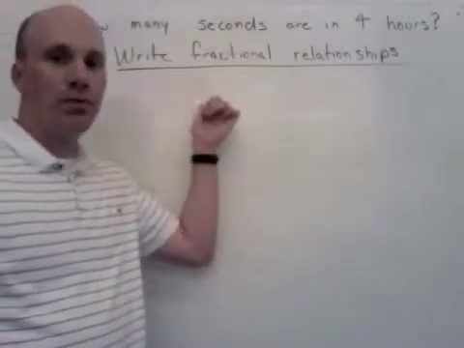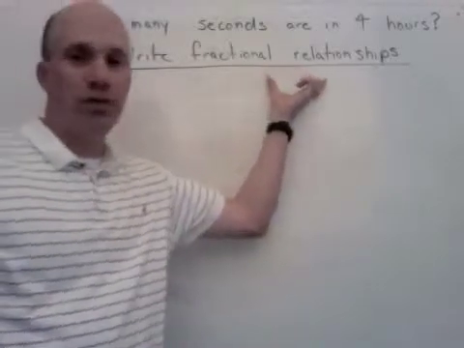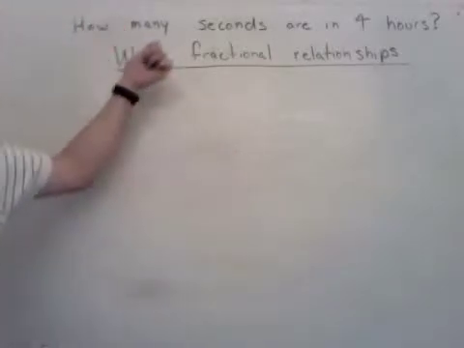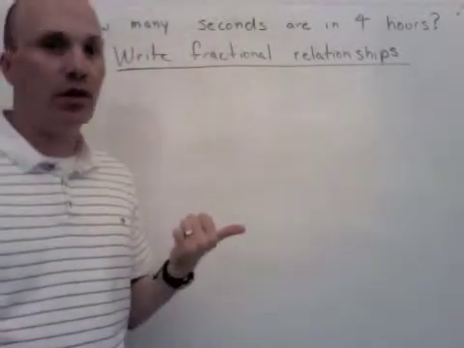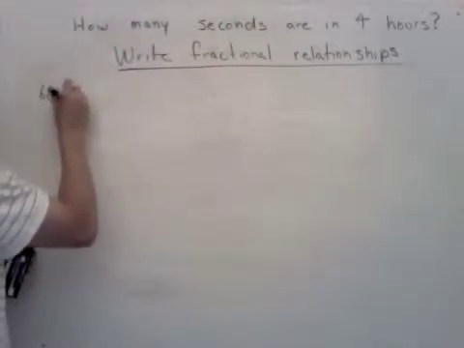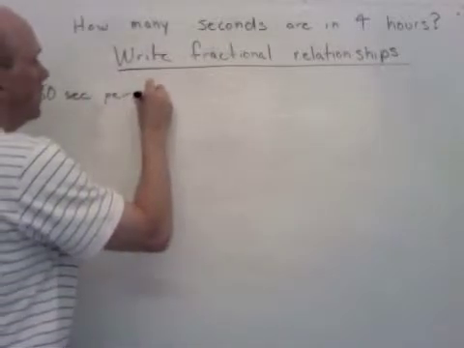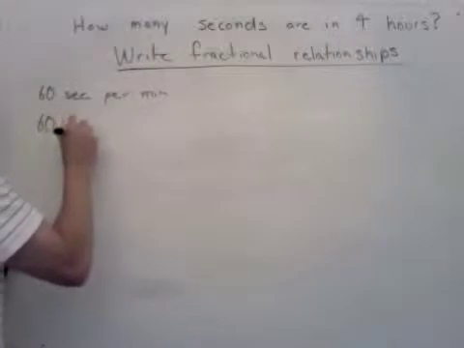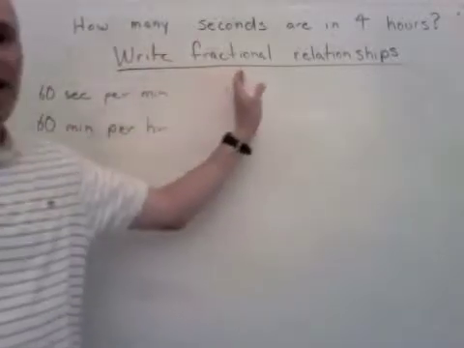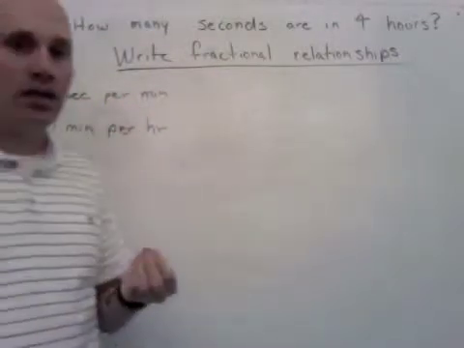Okay, so the first step is to write fractional relationships. Okay, and even though you might not understand what this means right here, you know in general what these relationships are. Okay, so ask yourself, what are some things you have to know in order to answer this question right here? Something like 60 seconds per minute, 60 minutes per hour.